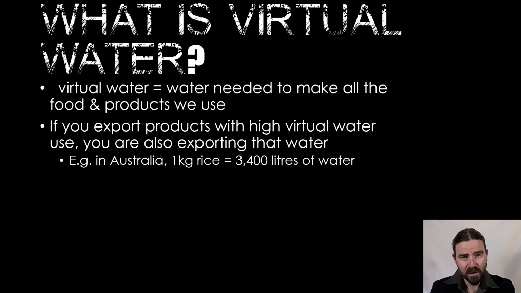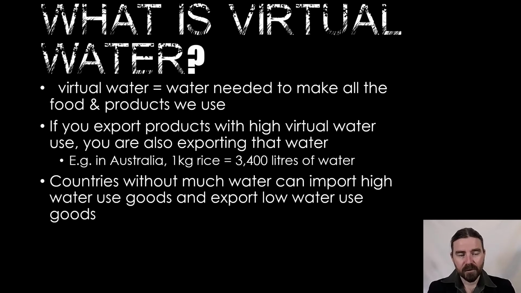And so we're in this insane situation where Australia, the driest inhabited continent on the planet, is exporting water to other places that have way more water. And so that's why rice growing in Australia is quite controversial, because it uses heaps of water.